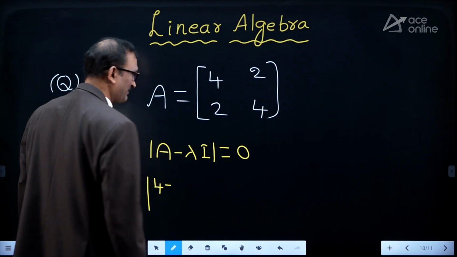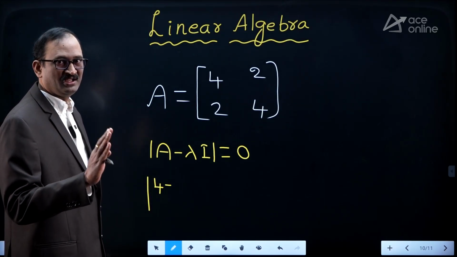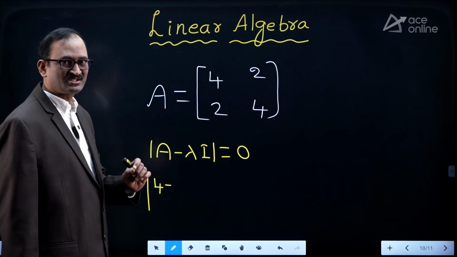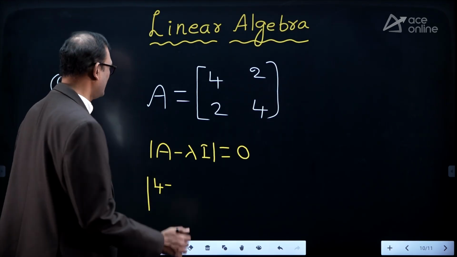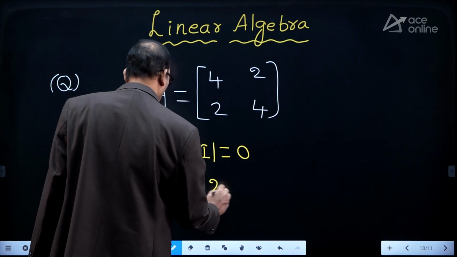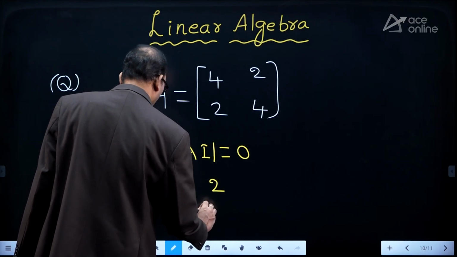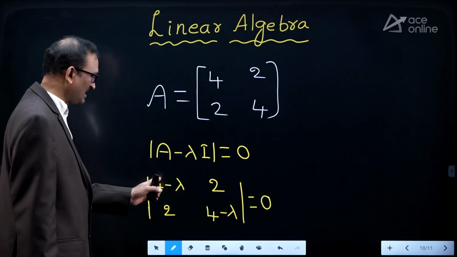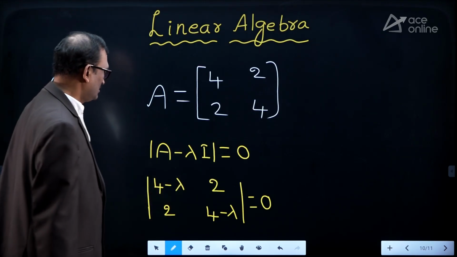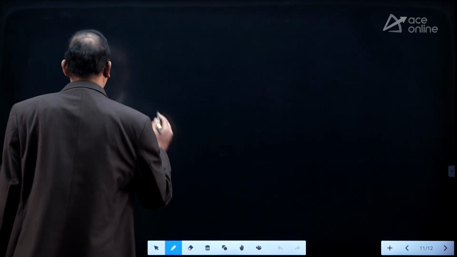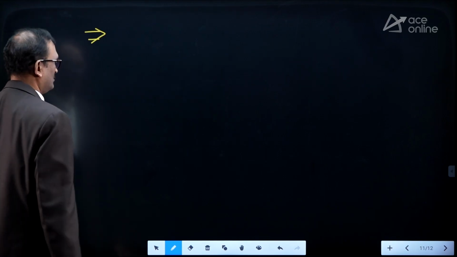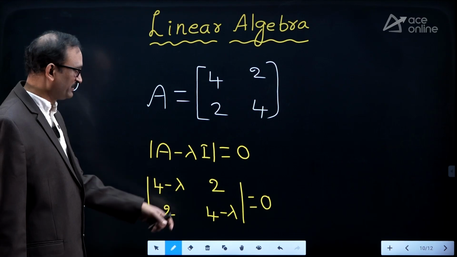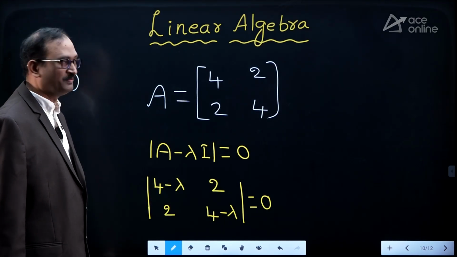To get A minus lambda I, don't write A separately, lambda separately, I separately. Just add minus lambda to the diagonal elements of the matrix. Whatever you get is exactly equal to A minus lambda I. So now find the determinant of this matrix. What is the determinant of this matrix? (4 minus lambda) into (4 minus lambda), that is (4 minus lambda) whole square, minus 2 into 2.